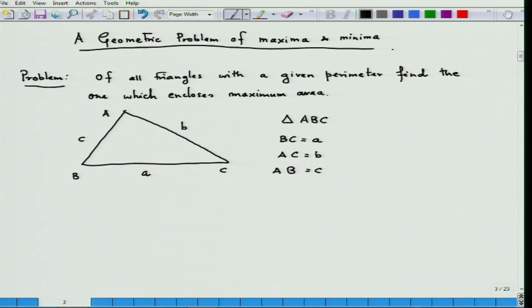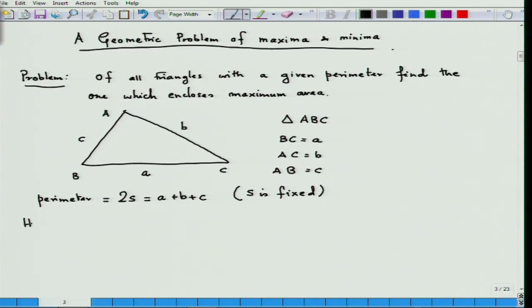And now, how do I start? Usually, perimeter is denoted by 2s, where s is half of the perimeter, it is standard. So once I know this, now for our problem s is fixed. I think you are trying to guess the answer, but you will see how mathematically the answer comes out beautifully.